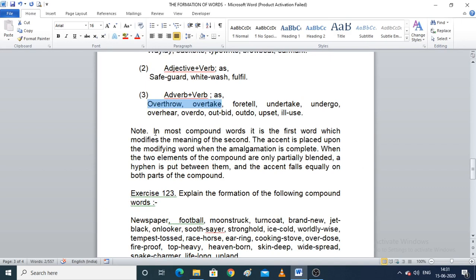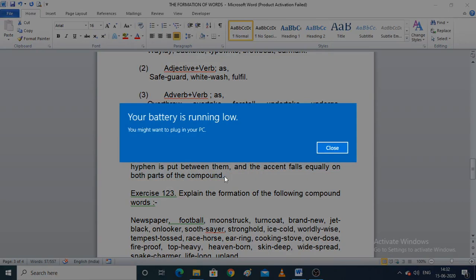Now let's come to this important note. I want you all to pause the video and read this note carefully, because it contains very important information. In most compound words, it is the first word which modifies the meaning of the second. The accent is placed upon the modifying word when the amalgamation is complete. When the two elements of the compound are only partially blended, a hyphen is put between them and the accent falls equally on both parts of the compound.